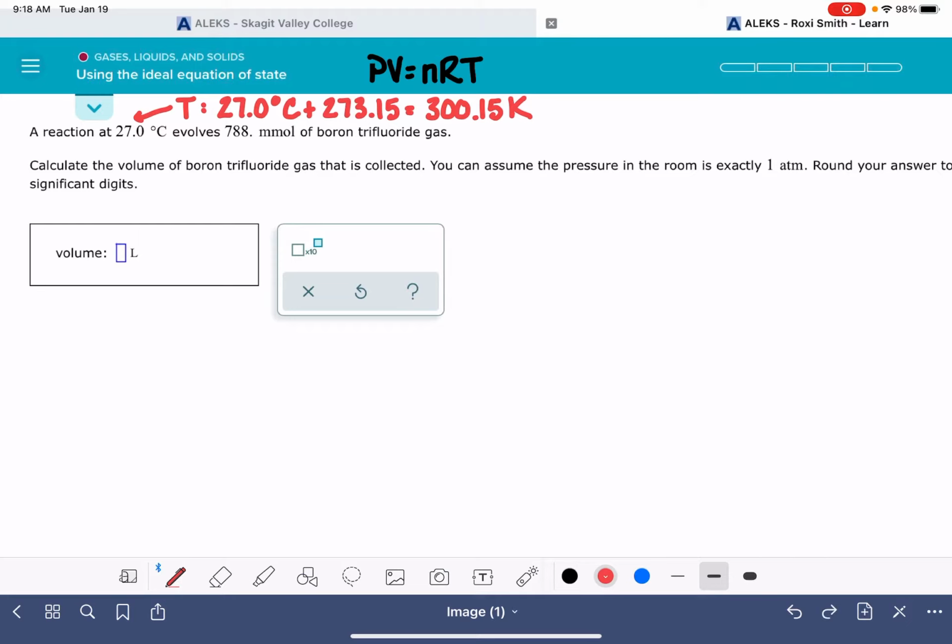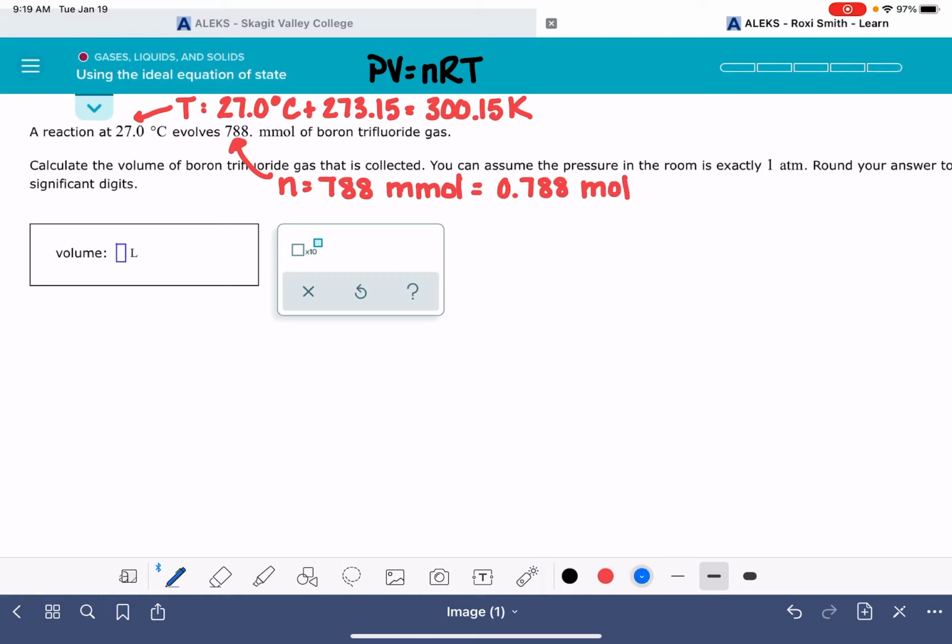788 millimoles. That's a unit that you might not be familiar with, a millimole. This is just putting the metric prefix milli in front of the mole unit, which is totally valid, and it's actually relatively common. So we can convert this into moles the same way we would do any sort of milli conversion. Divide by 1,000. 788 millimoles is 0.788 moles. And let's just make a note over on the side. 1,000 millimoles is 1 mole.